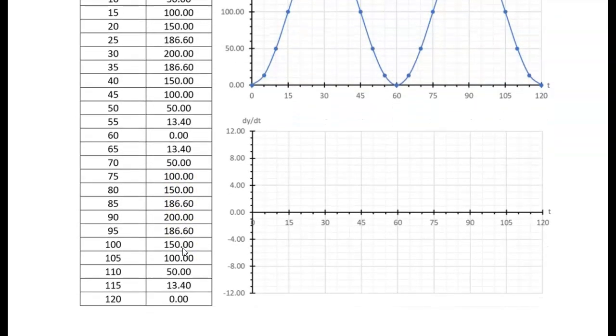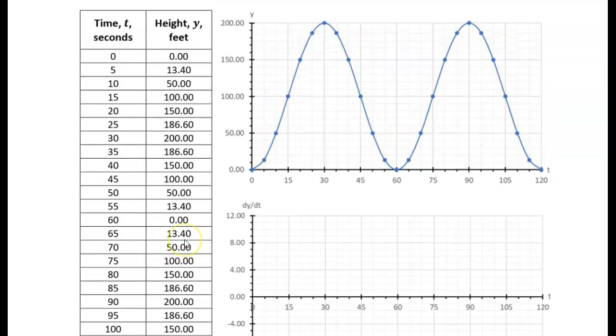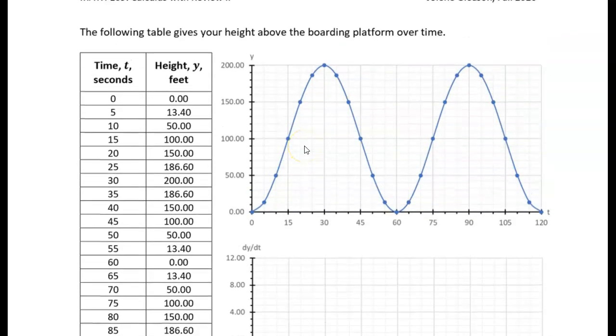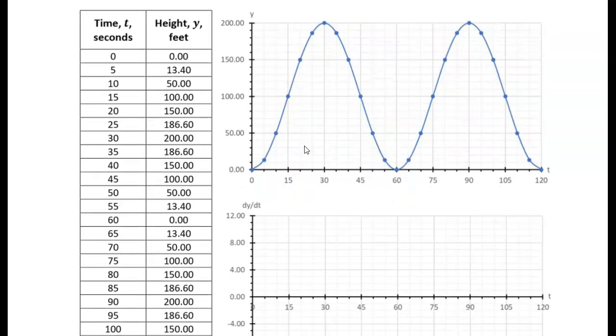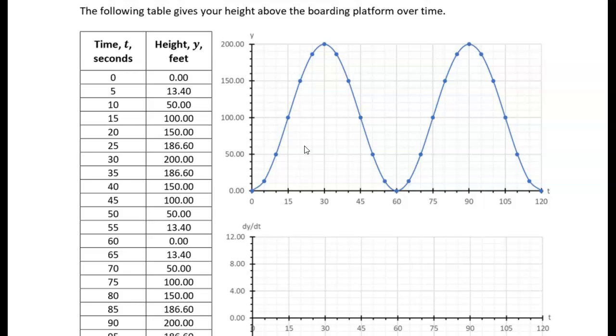So I've measured all these heights. These are all the heights that you would get at every 5 seconds. Okay, and then I've plotted that. So I have a little bit of curve here. You can kind of see what it looks like in a little more detail. So one thing we might ask is, what is the derivative? We could sketch the derivative, right?